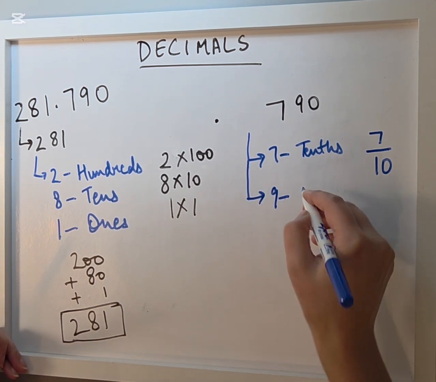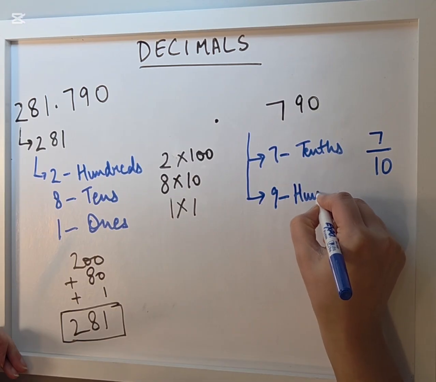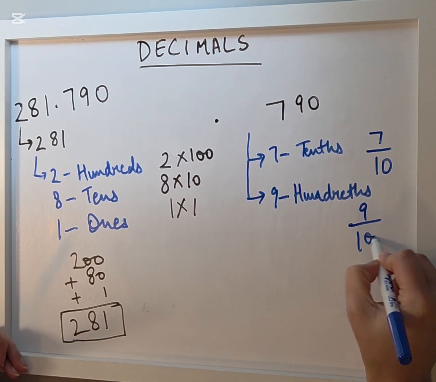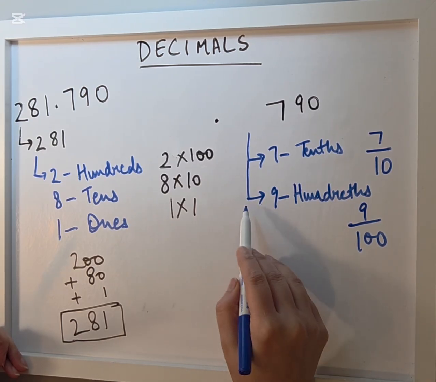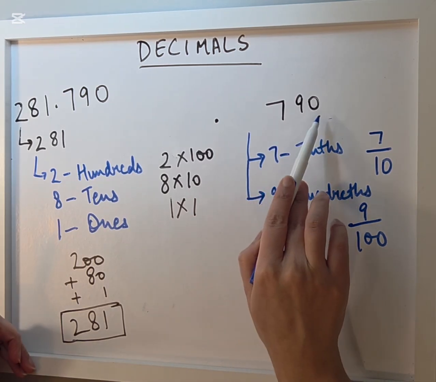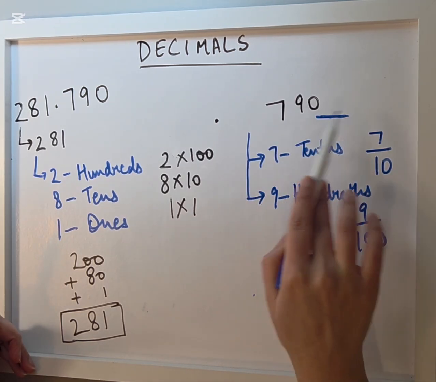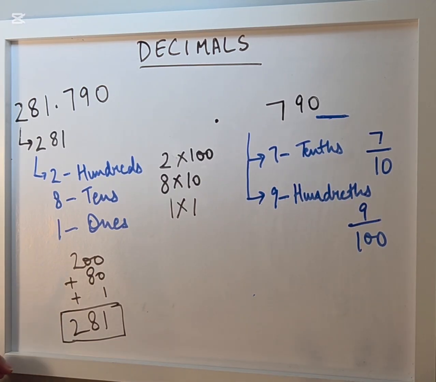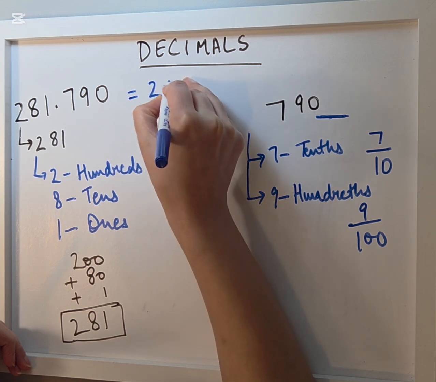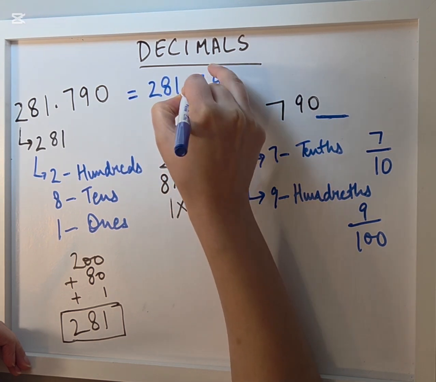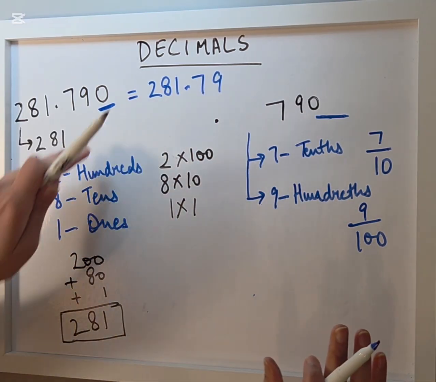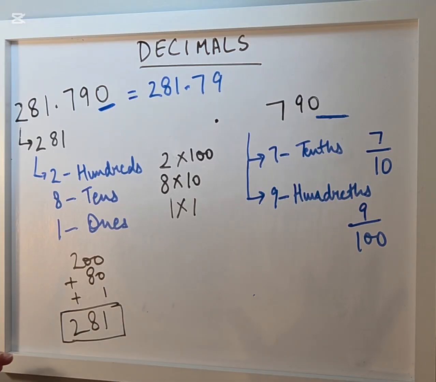So 9 will be hundredths, because it can be written as 9 by 100. And 0, so always remember zeros after the decimal: the ending zeros after the decimal don't hold any value. So 281.790 and 281.79 will be the same, because the ending 0 after the decimal does not hold any value.